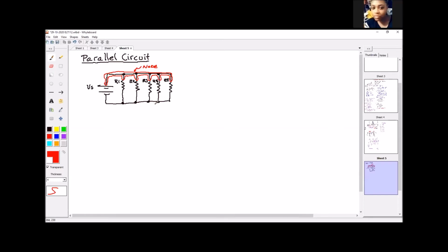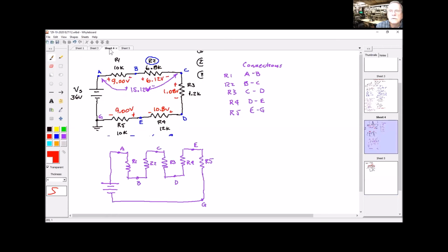What can a node be defined as in this case? A connection of components. A common connection for components. So if I was going to label this node, I could just call this node A, give it a name. If I wanted to, I could go back to the series circuit. I'm going to go back to where we were in a minute. So this is node A. This is node B. This is node C.